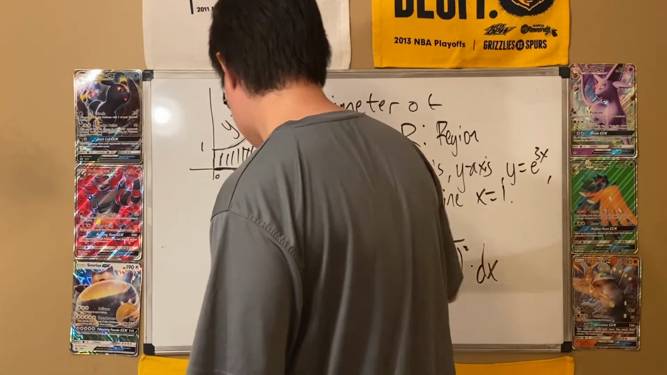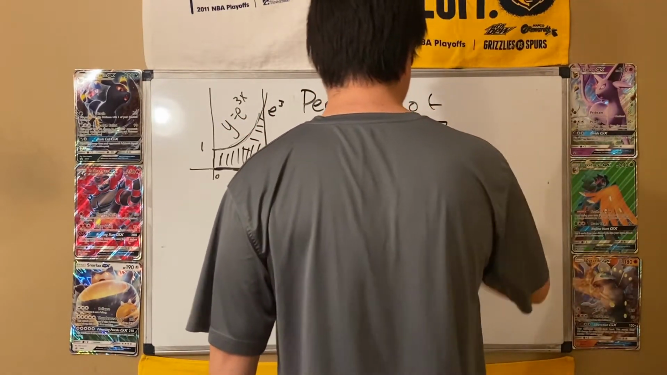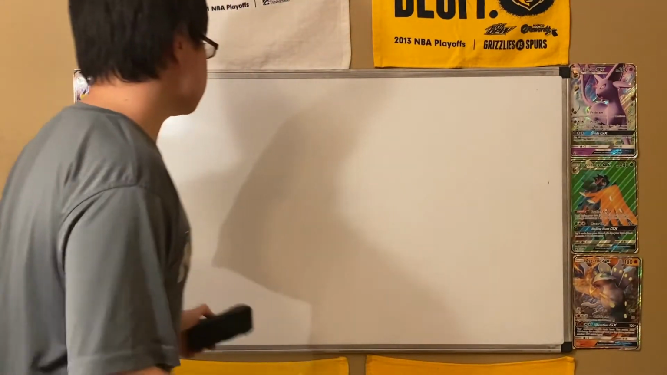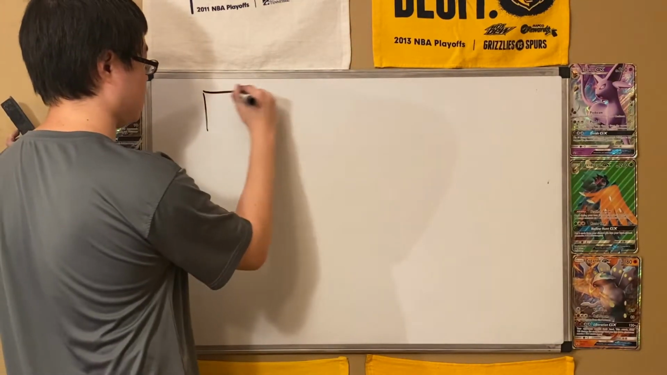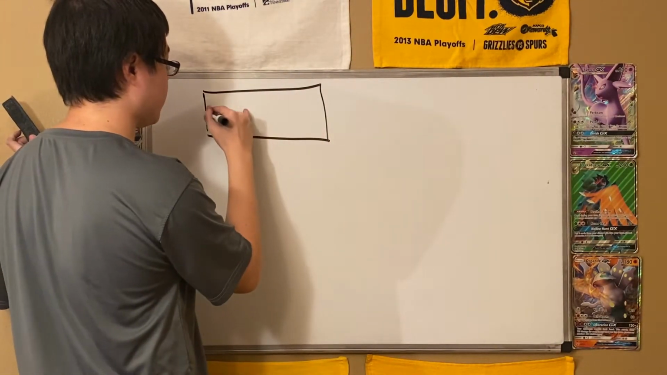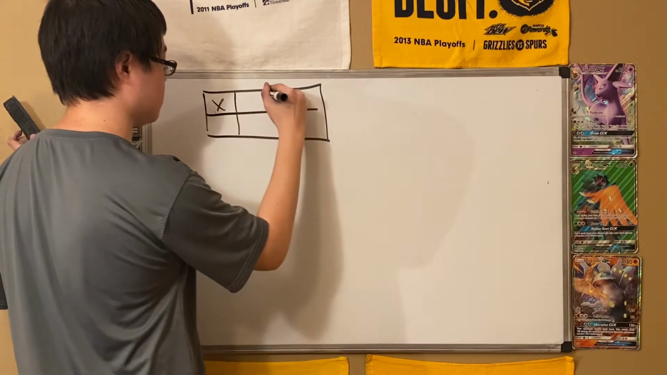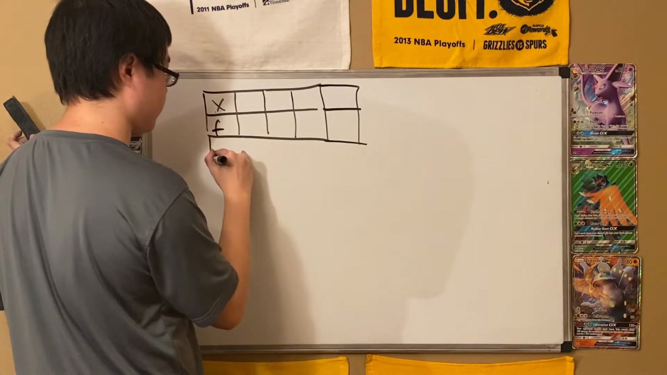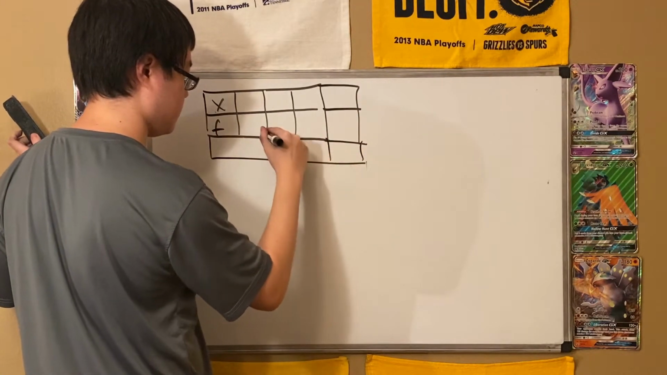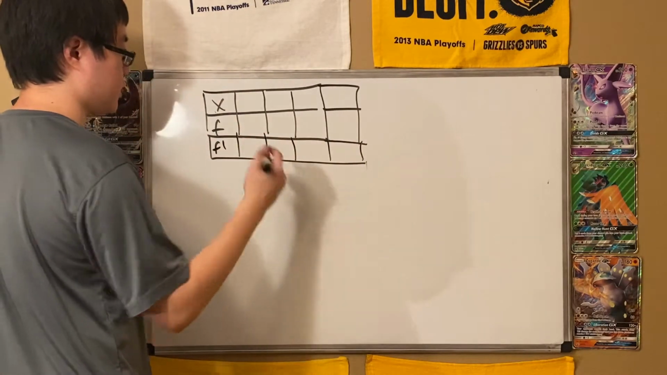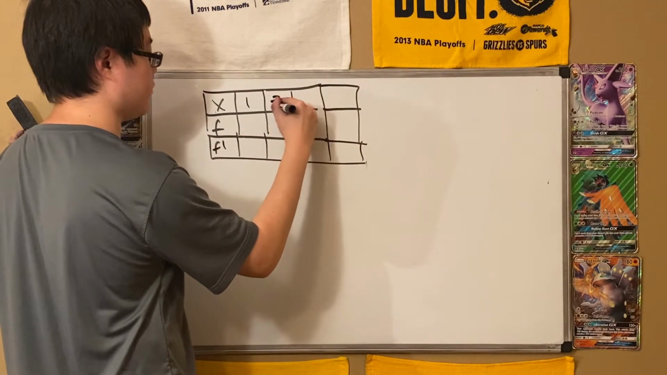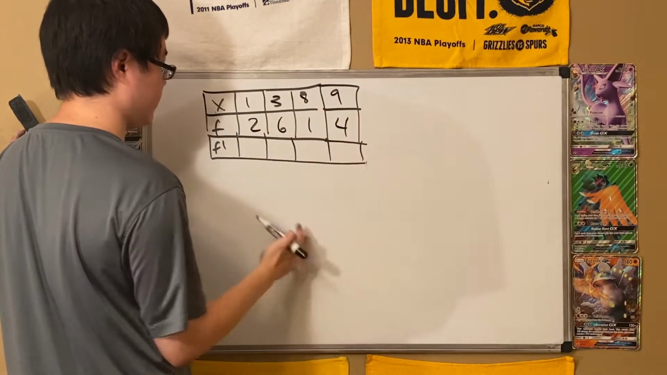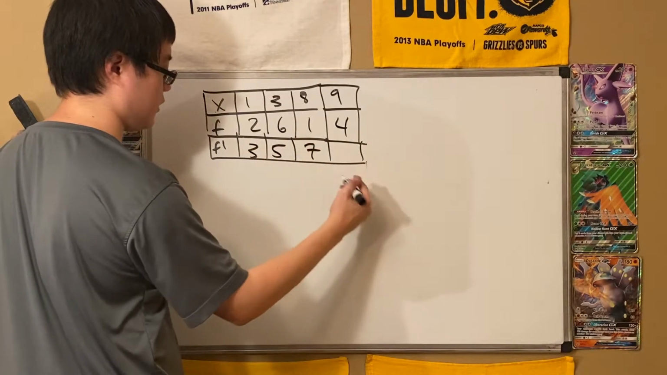So I'm going to erase this. Just a nice little practice of Riemann sum before we go. A very rare question, but you never know when it might pop up. Let's suppose that we have a function here where we know that we have some x values, we have some f values, and then we have some f prime values. And we're just going to populate this table with random numbers: 1, 3, 8, and 9. Then we'll do 2, 6, 1, and 4. And then finally, 3, 5, 7, and 2.